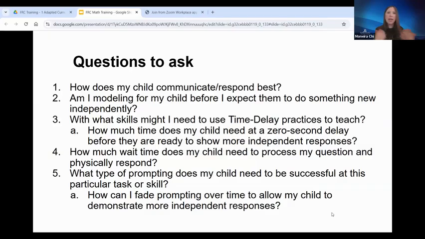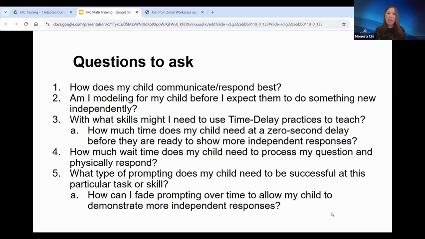So first of all, do I know how my child communicates or responds best? Right? Is it pointing, grabbing, touching, pulling, looking, turning their head, using AAC, typing, saying? Right? How do they communicate best? We want to try to get them towards the most effective communication response mode for them, but sometimes we have to start with where they are and work our way up.